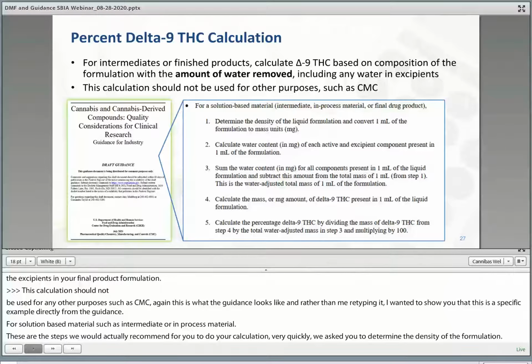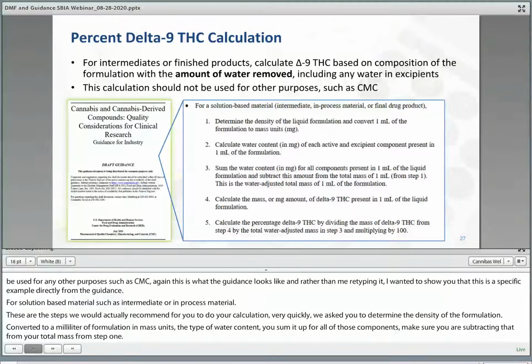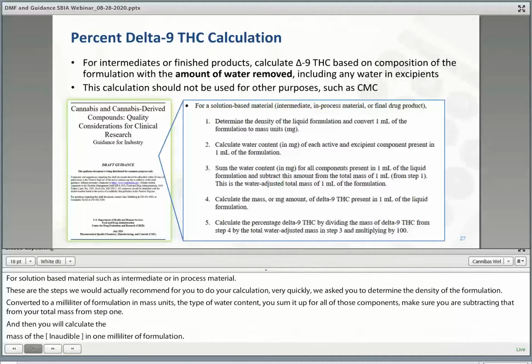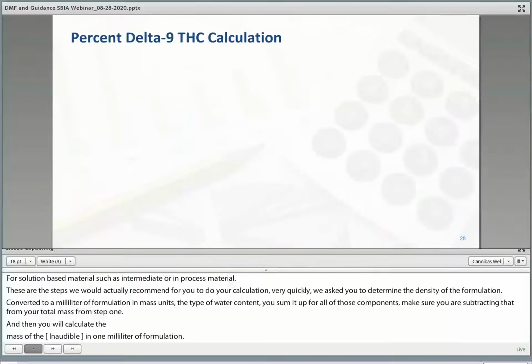And then you're going to calculate the mass of the delta-9 THC present in 1 milliliter of the liquid formulation. And then from that, you're going to calculate your percent delta-9 THC by dividing the mass of the delta-9 THC from that step 4 by the total water adjusted mass in step 3, and then you multiply it by 100.